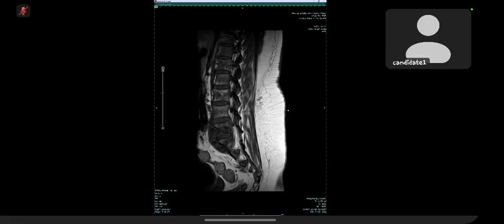At L5 S1, the bone marrow is showing edema and some destructive changes with a subligamentous collection. So this can be part of spondylodiscitis. There is a mild epidural collection, but no significant cauda equina nerve root compression. And I want to see the post contrast images as well.